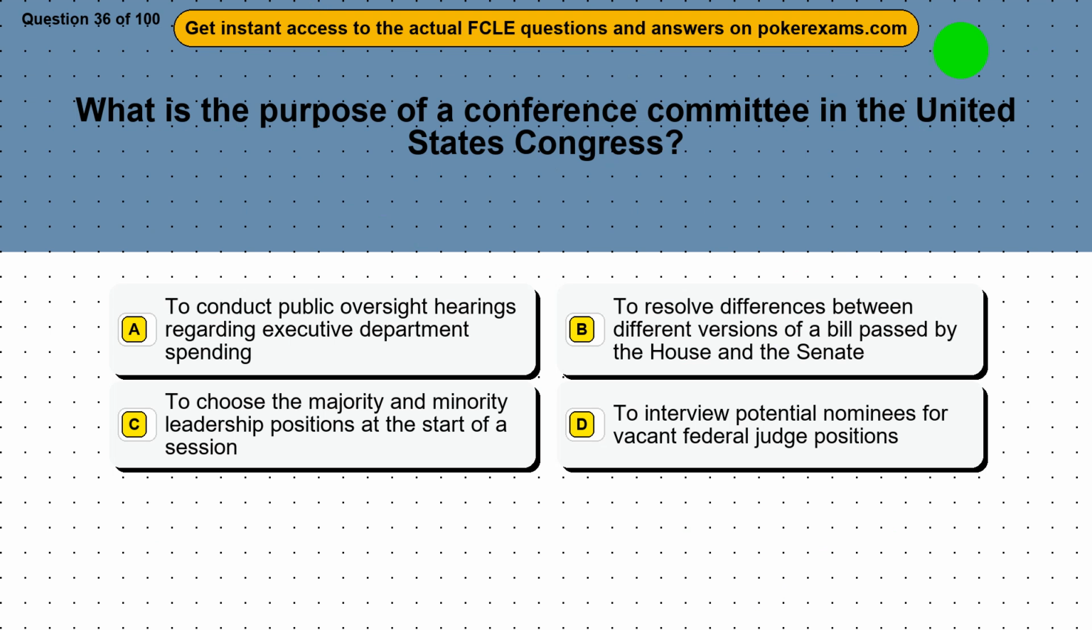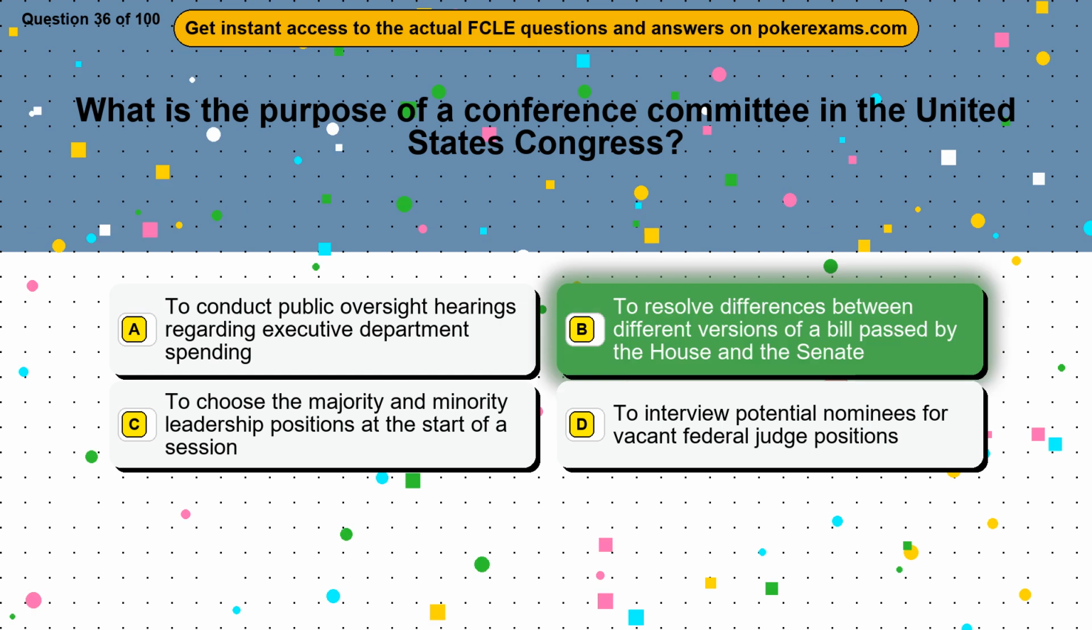Question 36. What is the purpose of a conference committee in the United States Congress? Option A. To conduct public oversight hearings regarding executive department spending. Option B. To resolve differences between different versions of a bill passed by the House and the Senate. Option C. To choose the majority and minority leadership positions at the start of a session. Option D. To interview potential nominees for vacant federal judge positions. The correct answer is option B.